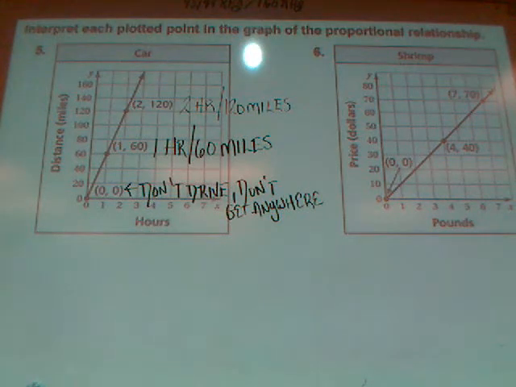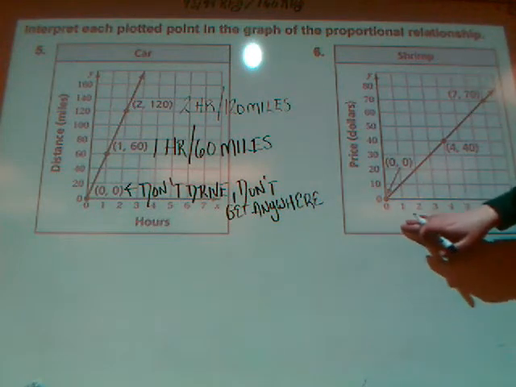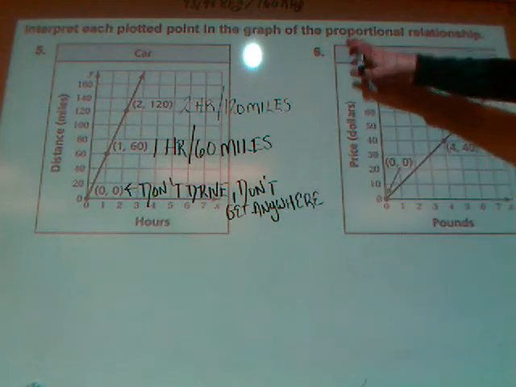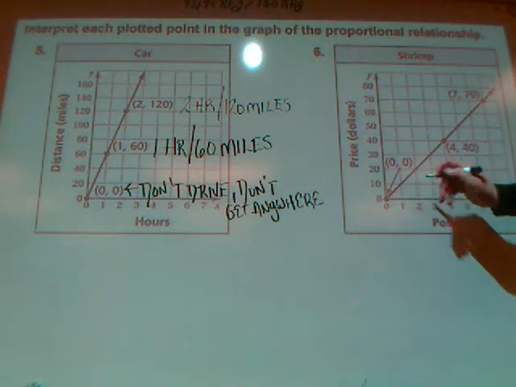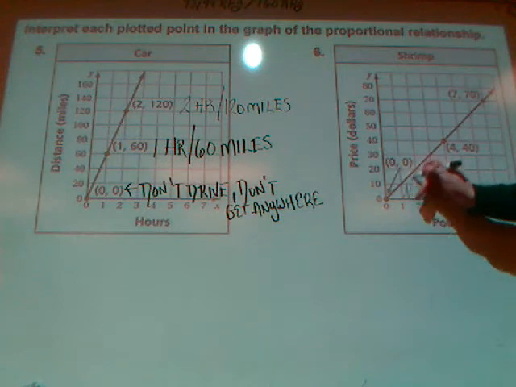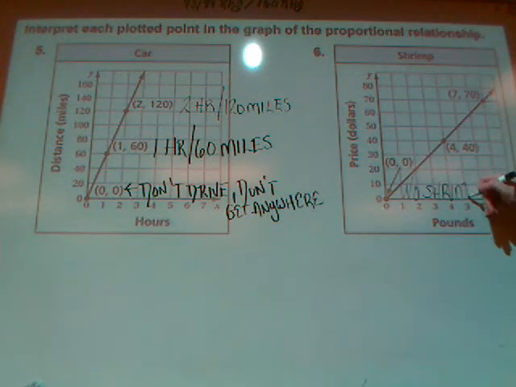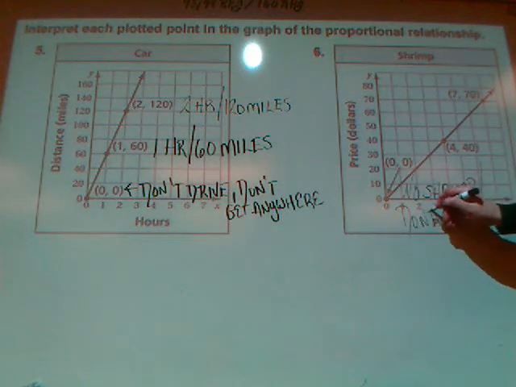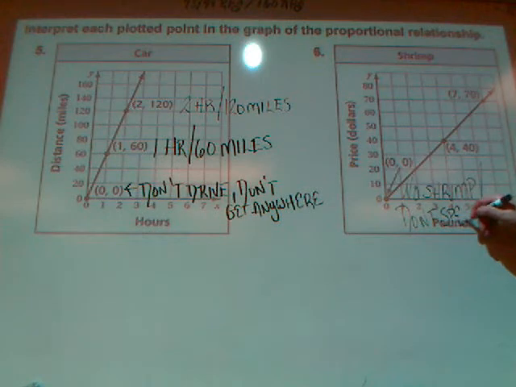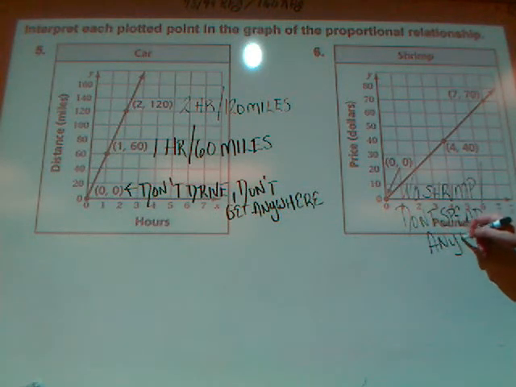As we look at number 6, the graph is titled shrimp. Down here on the x-axis, we've got the number of pounds, and over here on the y-axis, we've got the price given to us in dollars. So 0, 0 means if I buy no shrimp, I don't spend anything. But as we look at the other points, they're actually going to have some meaning here.